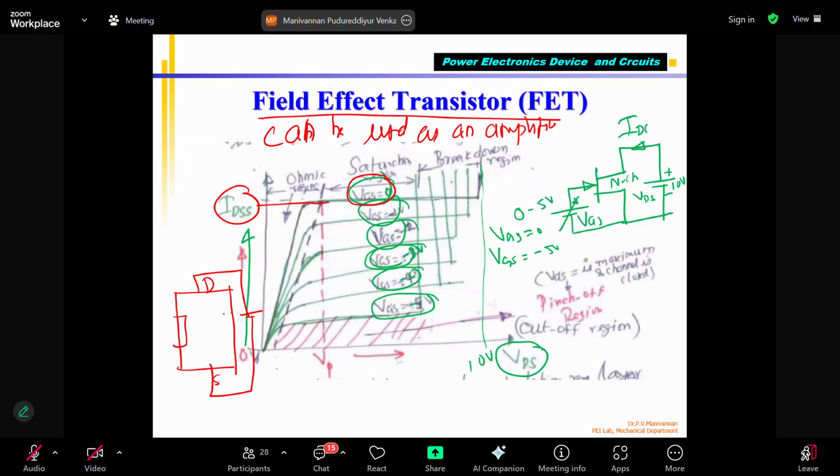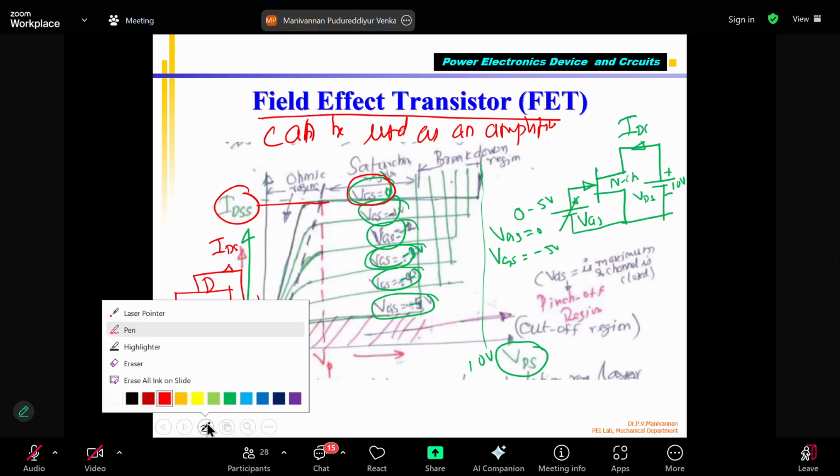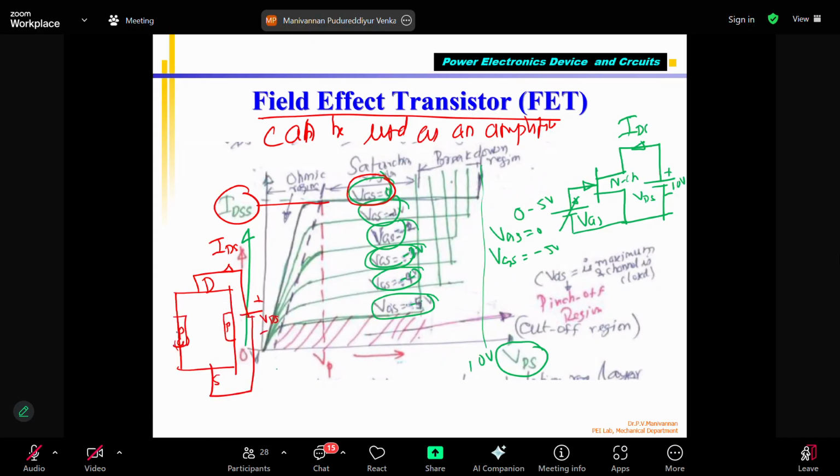There are two P regions here. This is my gate. This is my drain and source. This is my VDS, plus minus. The current IDS will flow. And now I need to give a voltage to the gate, minus plus, correct? This is VGS.